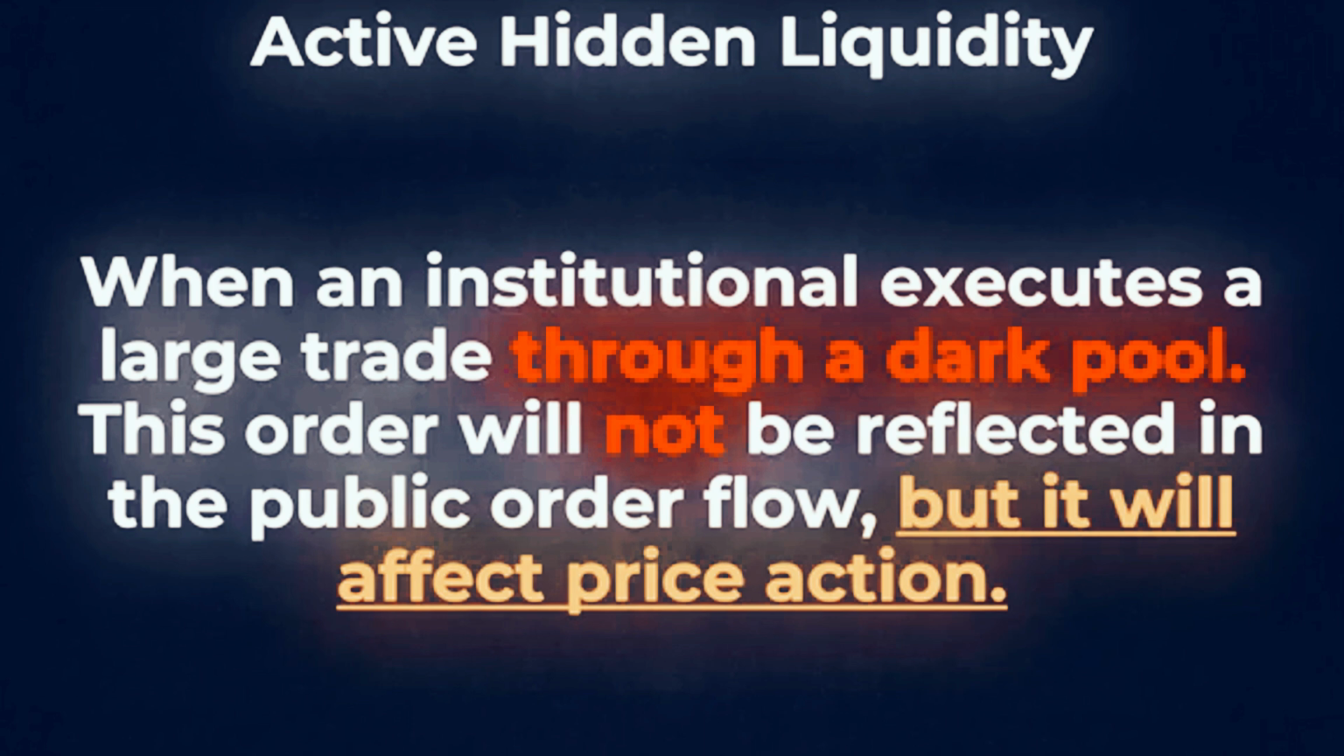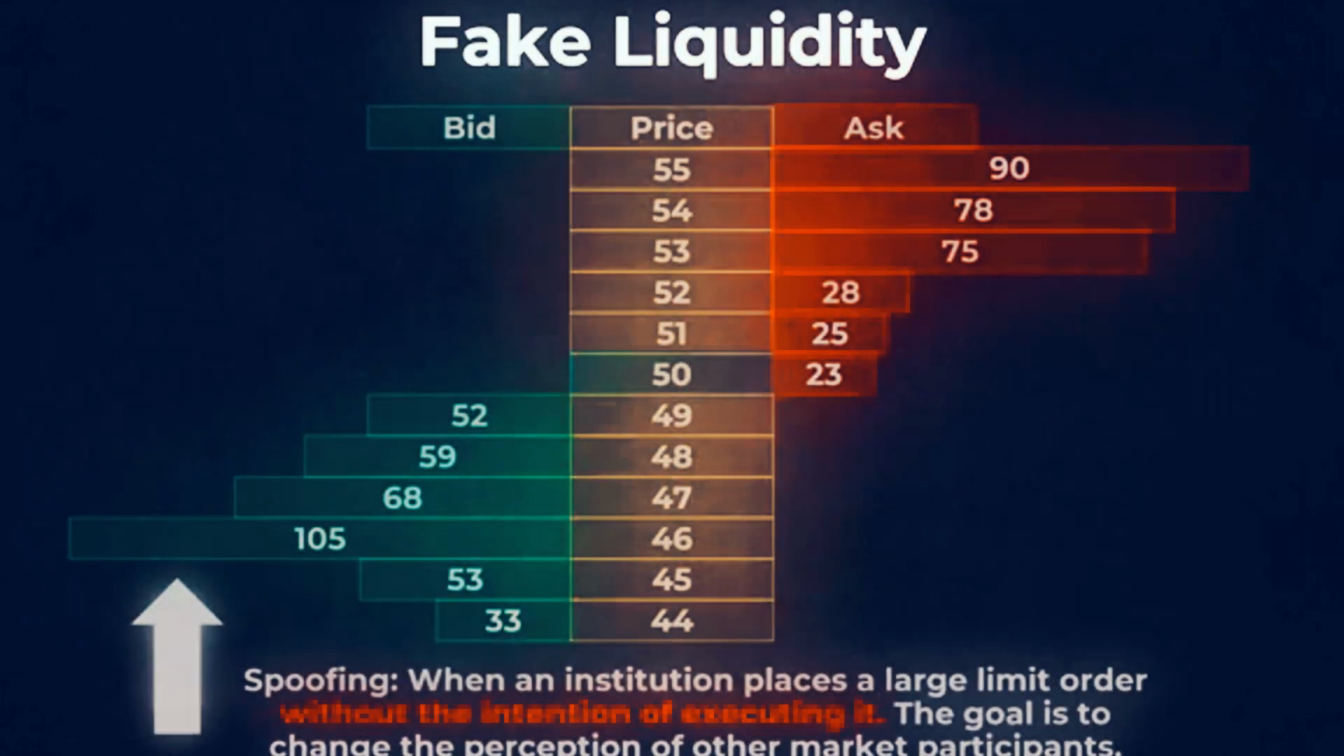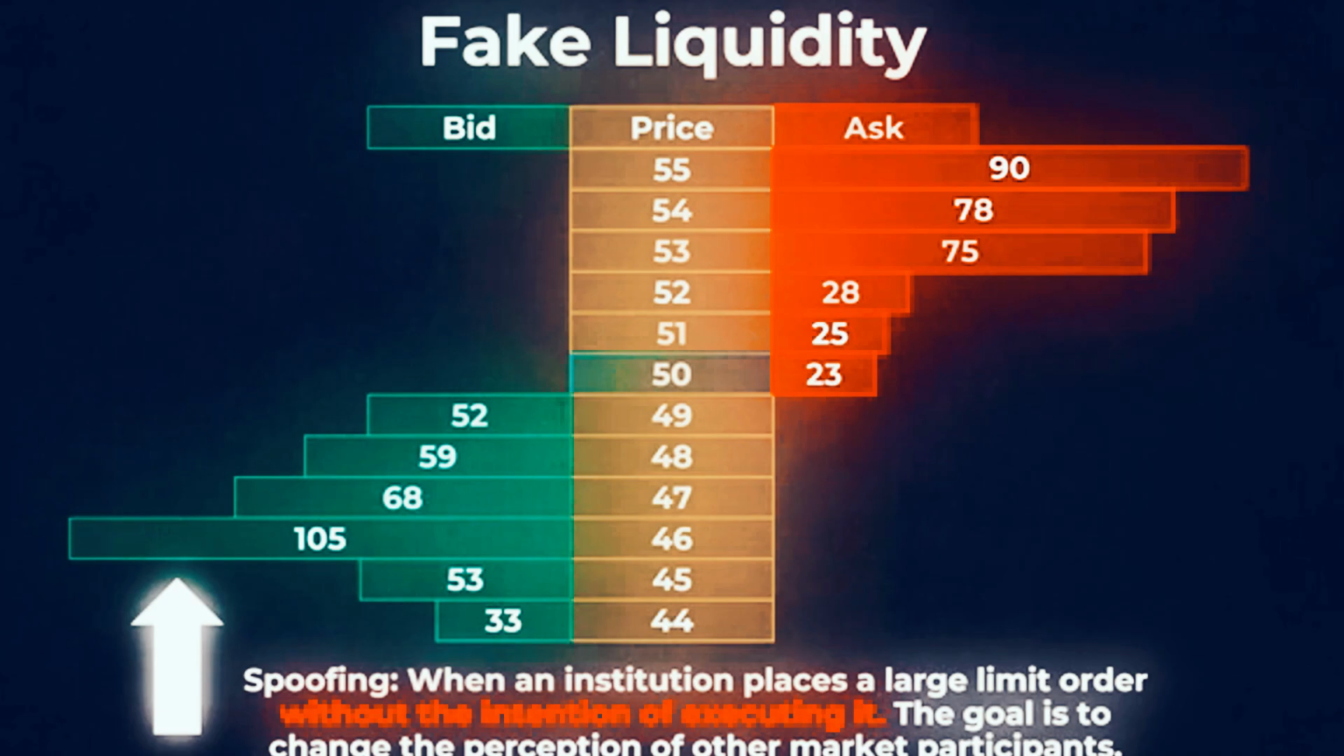Another type of passive institutional liquidity is fake liquidity, which is characterized by something called spoofing. Spoofing occurs when an institution places a large limit order without the intention of actually executing it. The goal is to change the perception of other market participants watching the depth of market. This is usually a battle between institutional players. Retail traders just get caught in the middle of it.